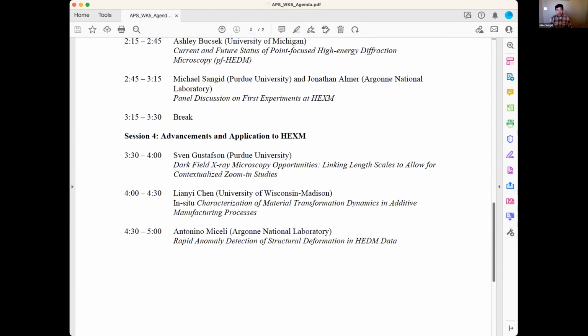Now, in the fourth session, chaired by June, we're going to start to look at advancements in application as we start to look into HEXM, so advancements with the synchrotron. So in terms of kind of zoom in type experiments, Sven is going to be discussing a combination of HEDM and dark field microscopy, allowing combinations of grain average across the full field view and sub-grain level information.